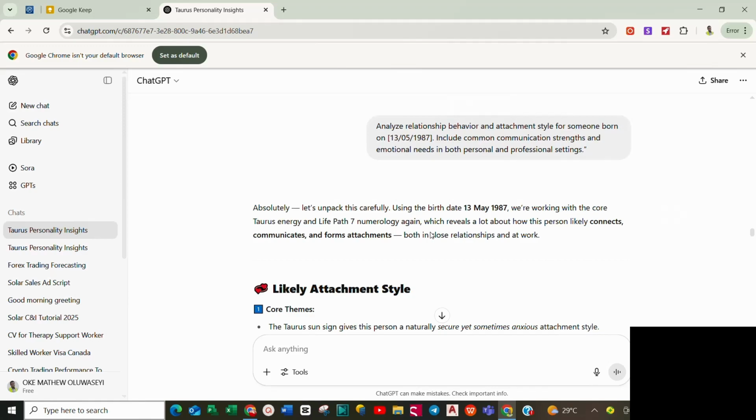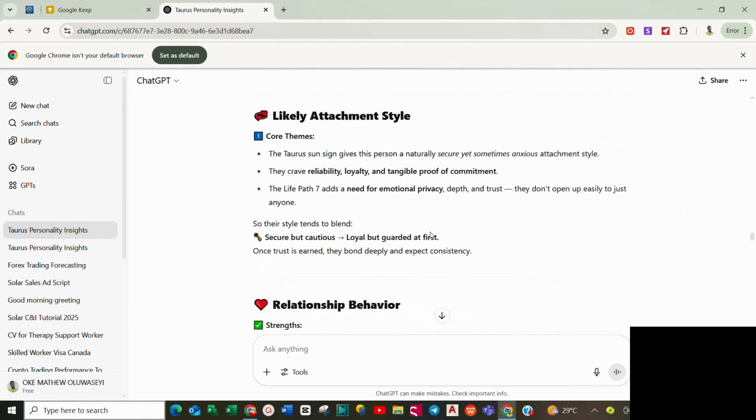So invariably, AI has already given us this. These are the likely attachment styles. The core theme gives this person a natural, secure, yet sometimes anxious attachment.